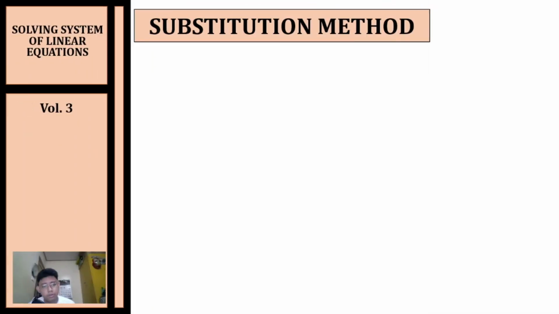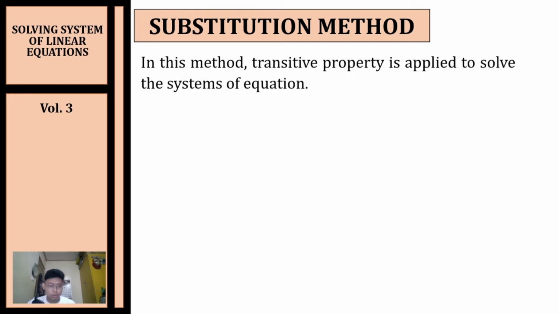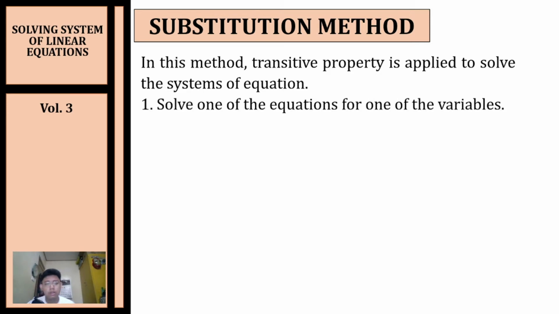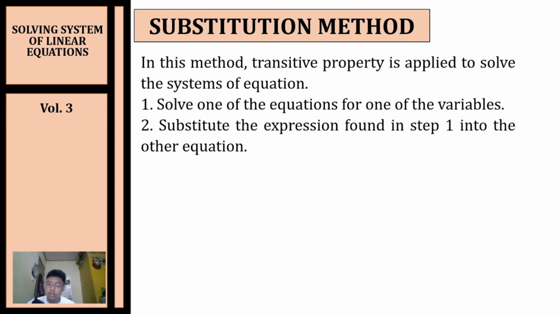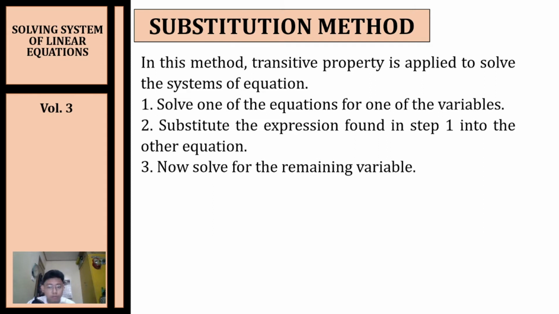In solving systems of linear equations, we can use the substitution method in getting our solution. So here are the steps in solving systems of linear equations using the substitution method. In this method, the transitive property is applied to solve the system. The first step is to solve one of the equations for one variable. So we choose one equation and isolate one of its variables. Then, step 2, we substitute the value, or the temporary value, of that variable into our other equation. And third step, we solve for the remaining variable.